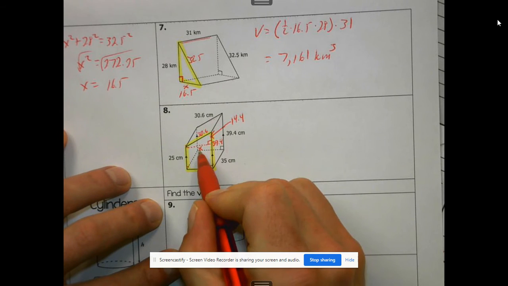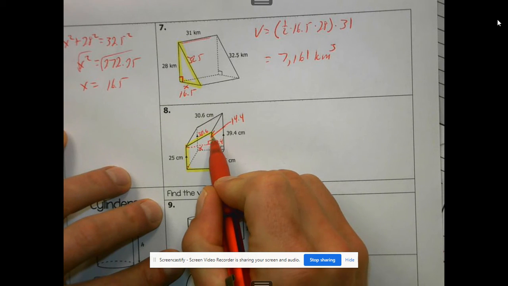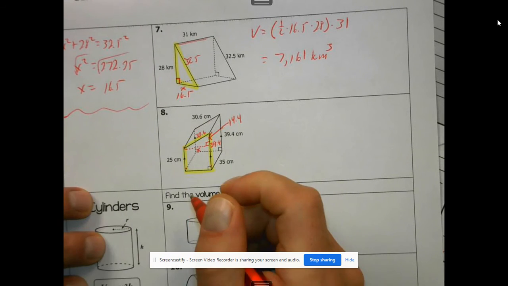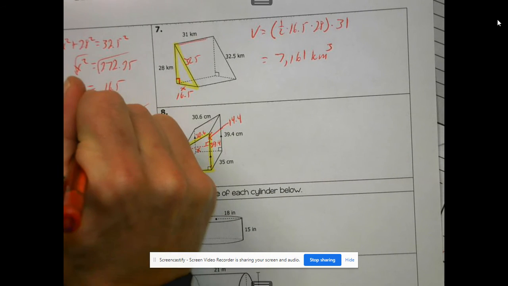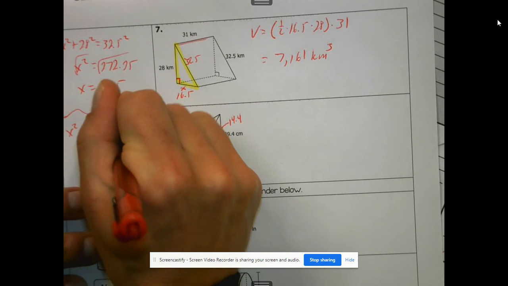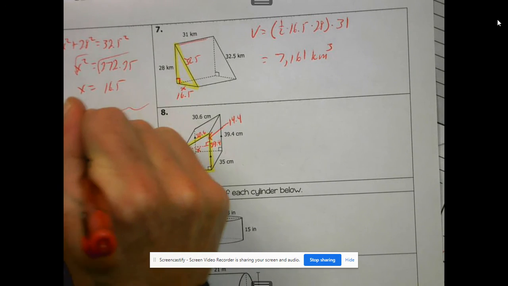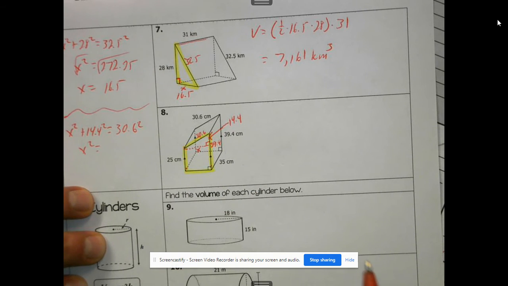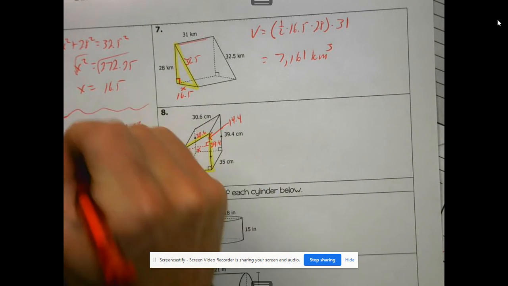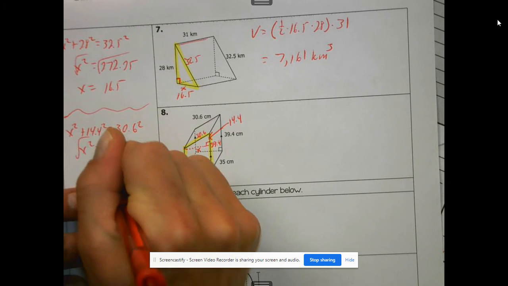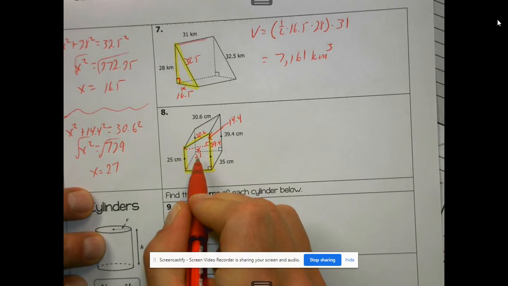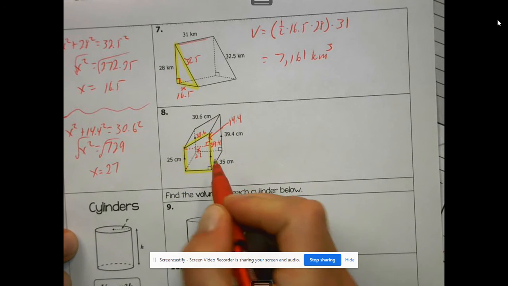find the height. A squared plus B squared equals C squared. So off to the side, X squared plus 14.4 squared equals 30.6 squared. Subtract over the 14.4 squared, that gives me 729. Square root that, comes out nice, 27. So the height of your trapezoid and the base is 27. We've got all the pieces now.